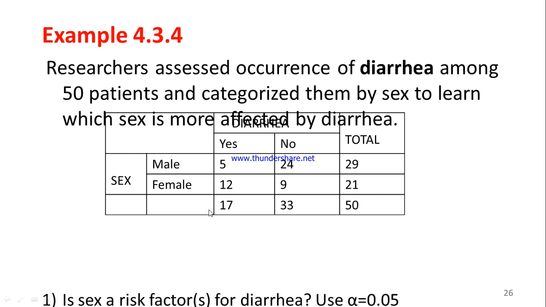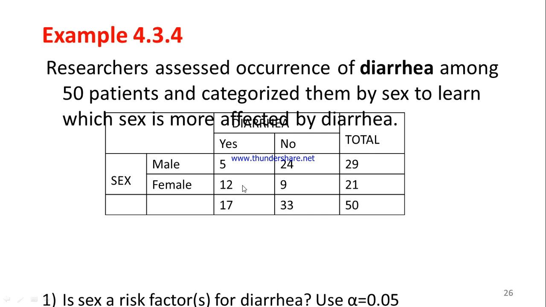Now, as you can see from the data, there are 50 individuals, out of which 29 are male and 21 are female. Out of 29 males, 5 of them reported diarrhea, and out of 21 females, 12 of them recorded diarrhea. So when we eyeball it, it seems that females are more likely to be affected by diarrhea than males. That is just a visual impression, so we are going to test this.